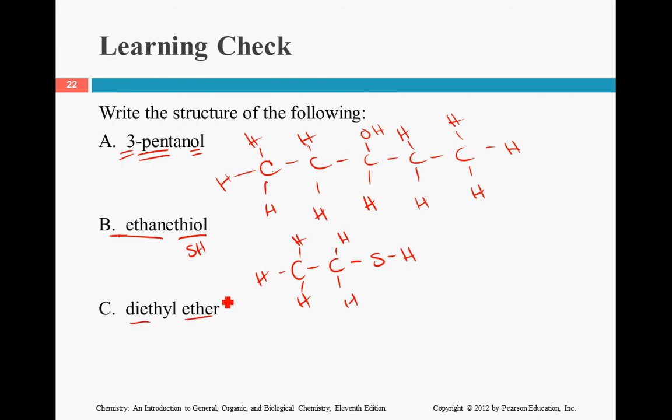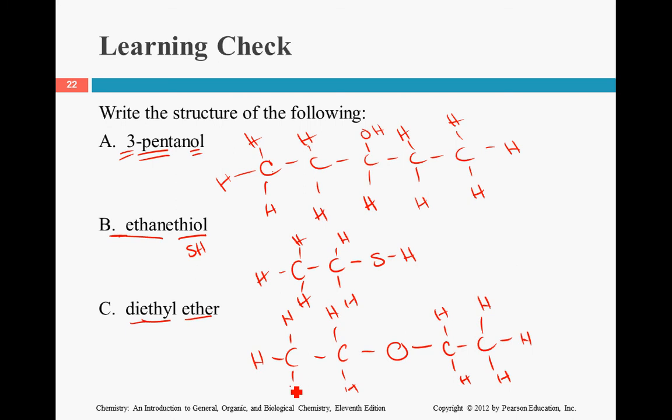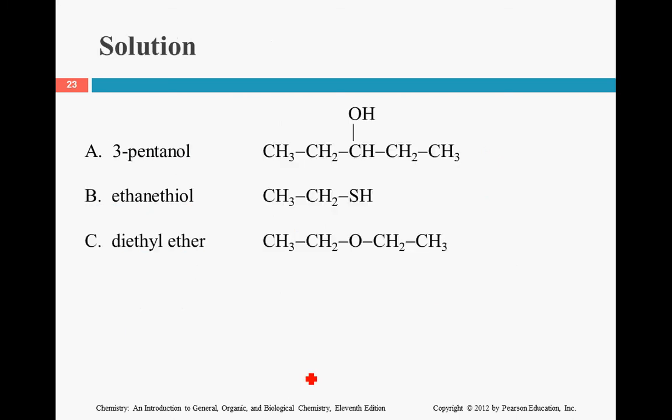And then diethyl ether. So ether means it's surrounded by carbons. Diethyl means that there's two ethyl groups. So C, C, C, C. And these are all surrounded by hydrogens. And there's your final answer again.